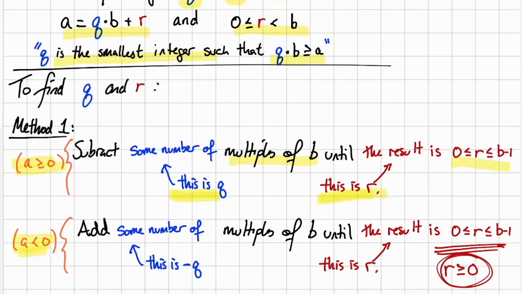If, on the other hand, our a is less than 0, we need to add some number of multiples of b until the result lies between 0 and b minus 1. If we multiply by negative 1 this number of multiples, that's q, and the leftover remainder is r. It's very important to recognize that r must be greater than or equal to 0. You cannot have a negative remainder.